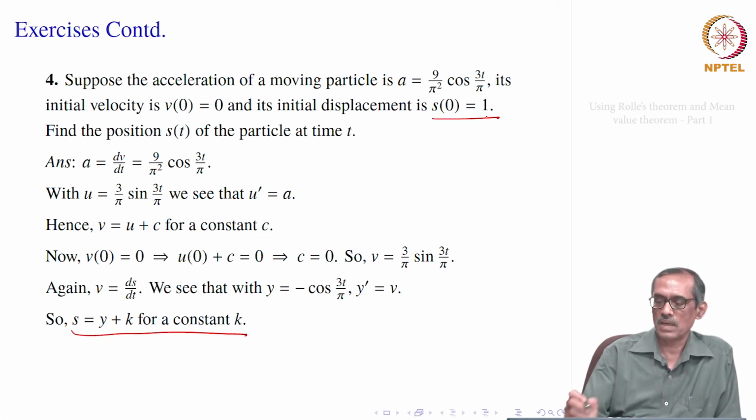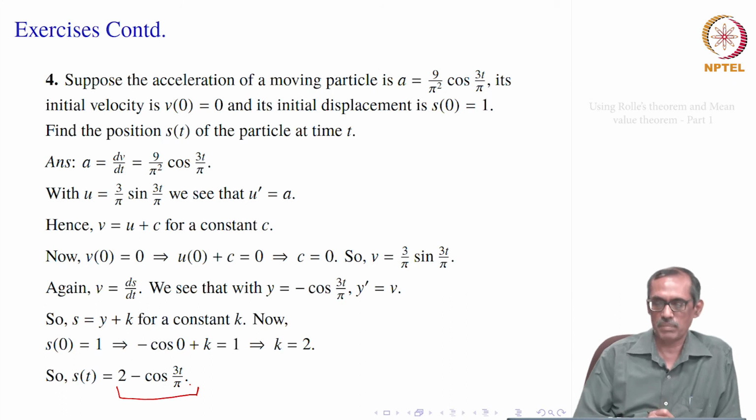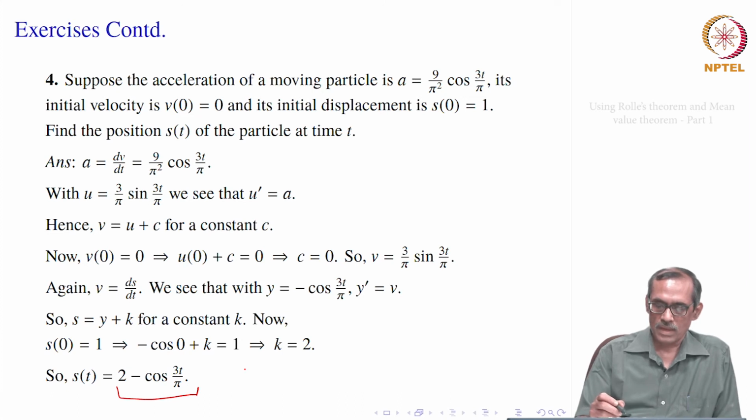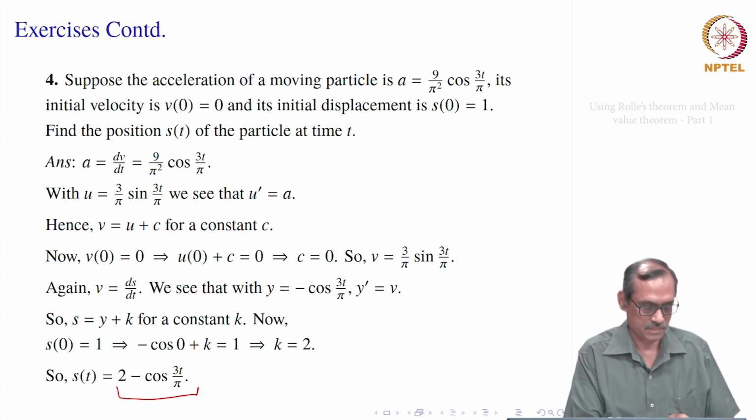Now, we apply the condition s at 0 equal to 1. So, that gives y, which is this one, minus cosine 3t by pi, evaluated at 0, that gives minus cosine 0, which is minus 1 really. So, this is minus 1 and plus k should be equal to 1, since s 0 equals 1. So, that gives k equal to 2. So, we get our s as 2 minus cosine 3t by pi. Fine. So, twice we have to apply the same method, starting from acceleration to the displacement.